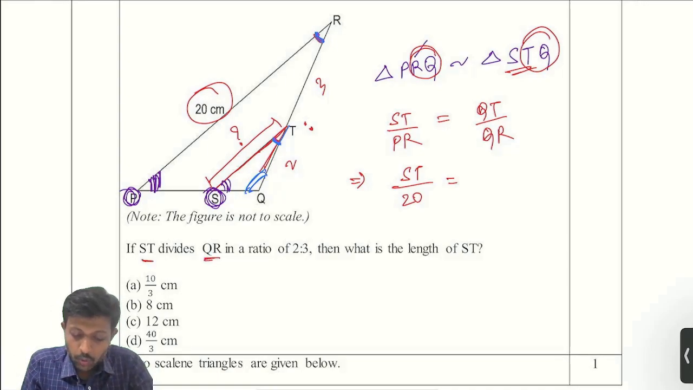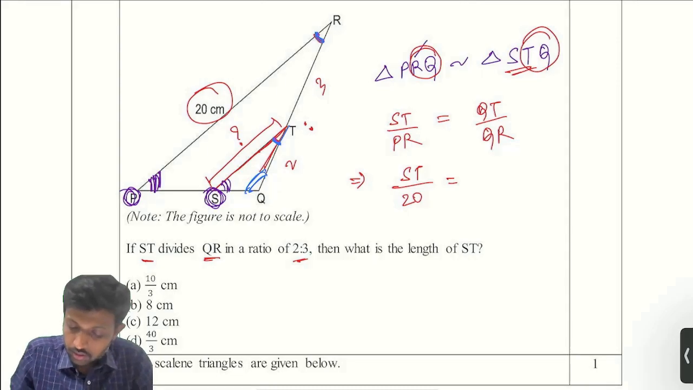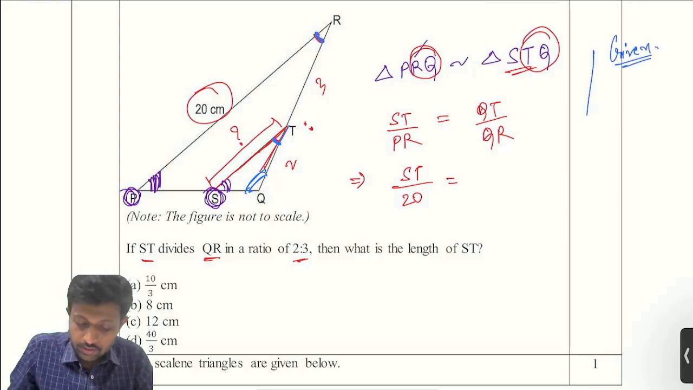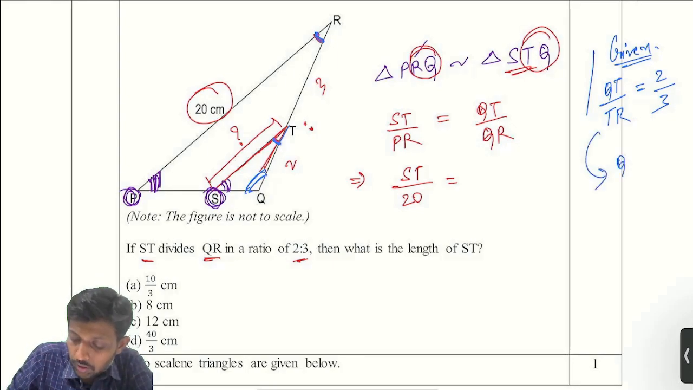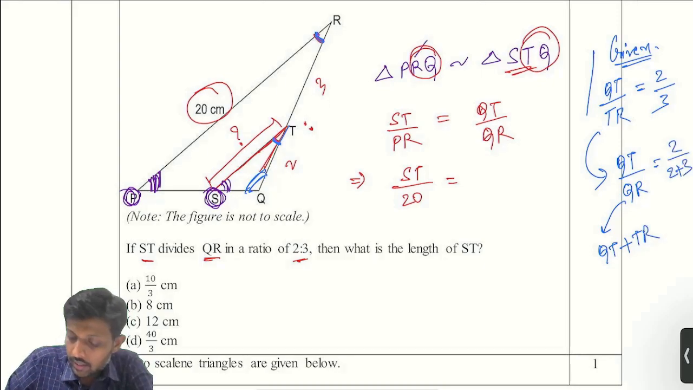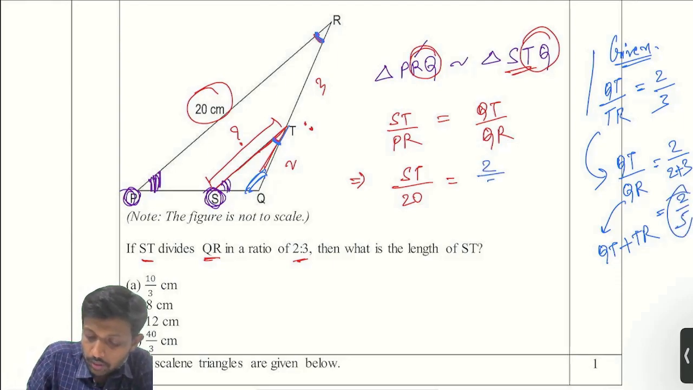So ST divides QR in this ratio, right? So what's given to us is that QT upon TR is 2:3. This is what is given to us. You can use componendo and dividendo or simple ratios to find QT upon QR from here. QR, if you see, it's QT plus TR. So it's 2 by 2 plus 3. That's going to give you 2 by 5.